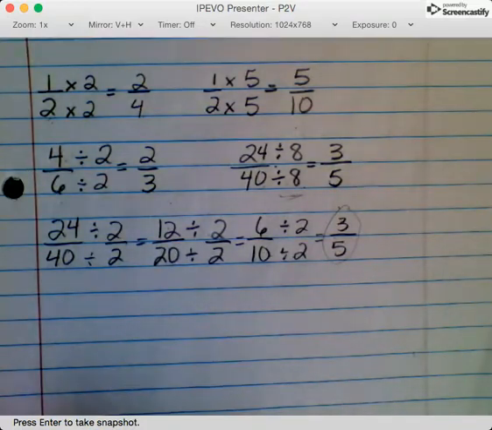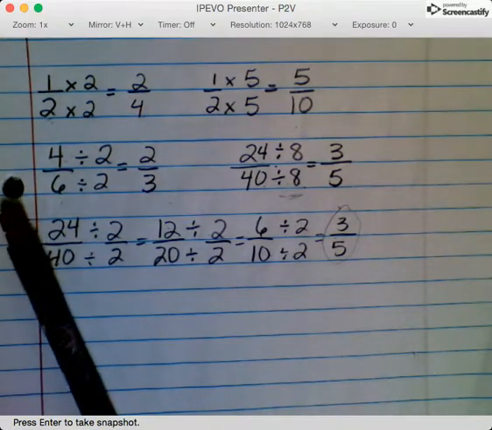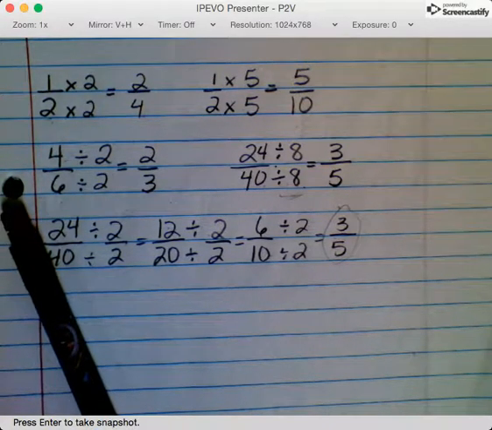So that's finding equivalent fractions and also a little bit of simplifying. I hope you got something out of this. Let me know if you have any questions.